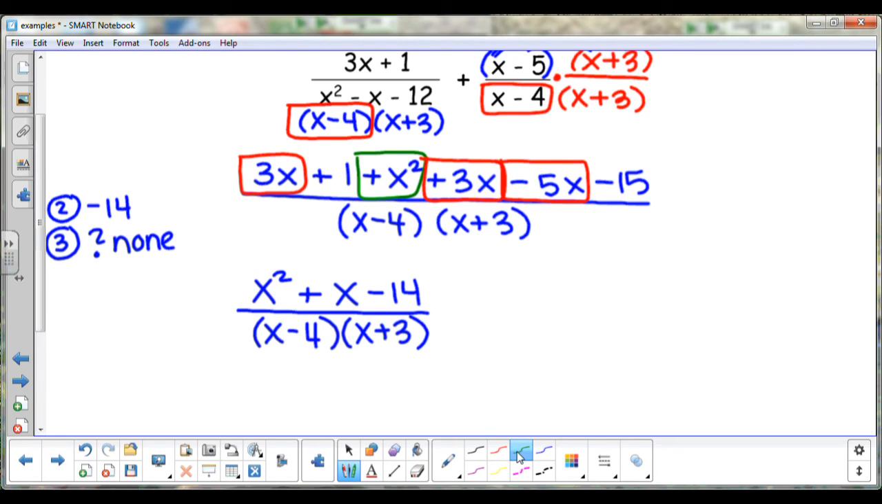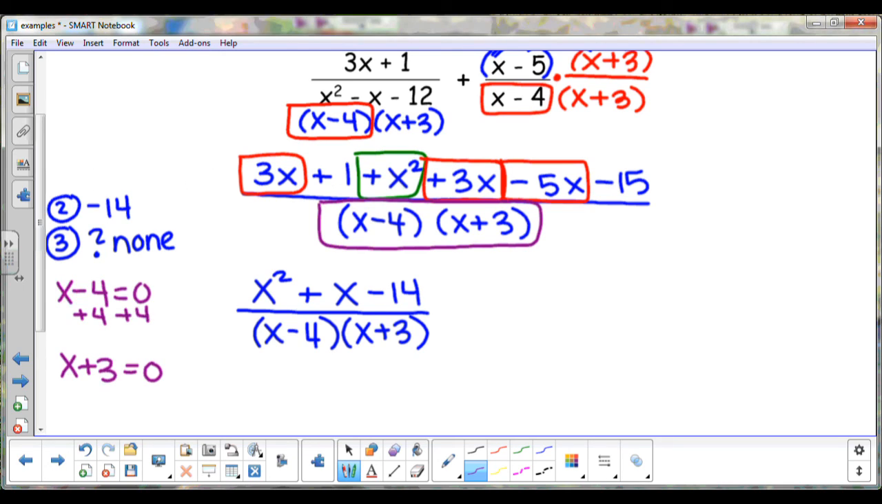The last thing I would need to do is to figure out what would make my denominator undefined. So that would be taking the x subtract 4 and the x plus 3 and equaling them to 0. I'm going to solve each expression to figure out which values do not work. So I get an x equal to 4 and an x equal to a negative 3. So all values are going to work except for positive 4 and negative 3.